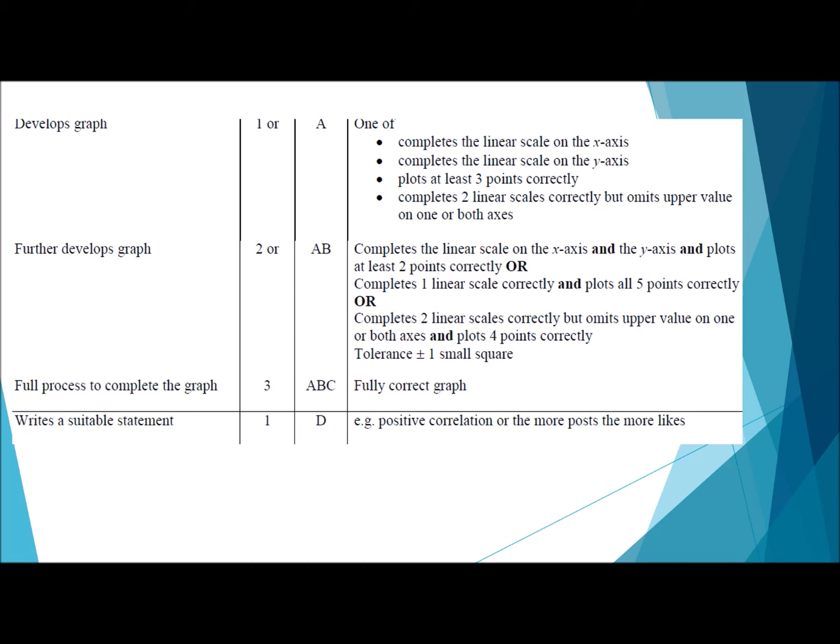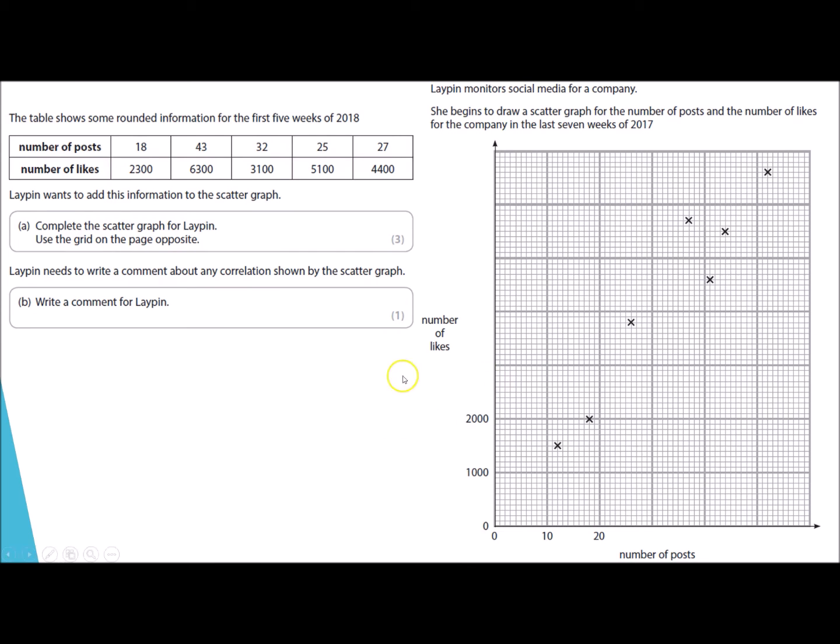And then for the final mark, we're looking to talk about positive correlation, or the more posts, the more likes. So let's just go back and put that again, that comment. Because if we drew a line of best fit, it would actually quite nicely go through these points, and it would go from the bottom left to the top right. We can say the graph shows positive correlation, or we could talk in terms of the wording. So the more likes received, the more posts.